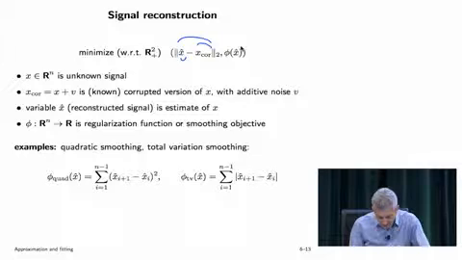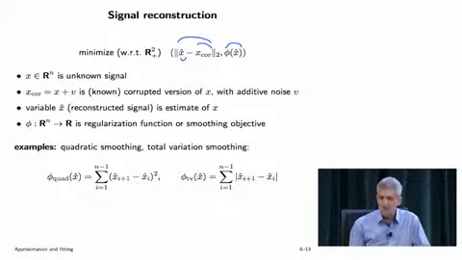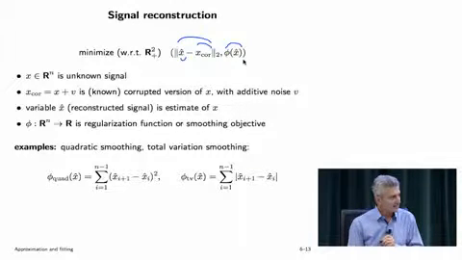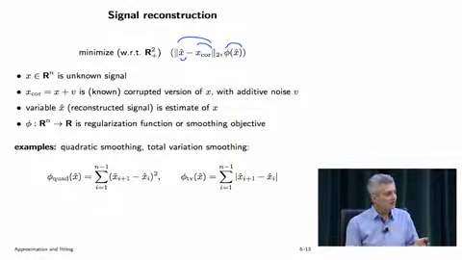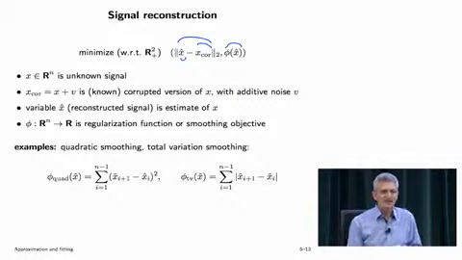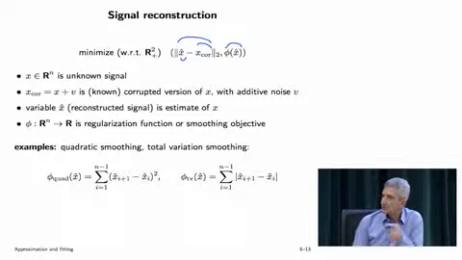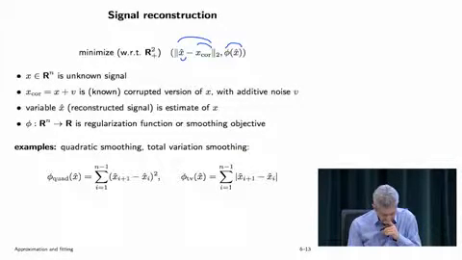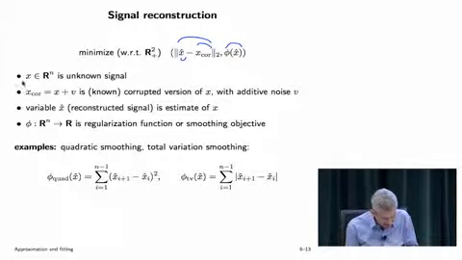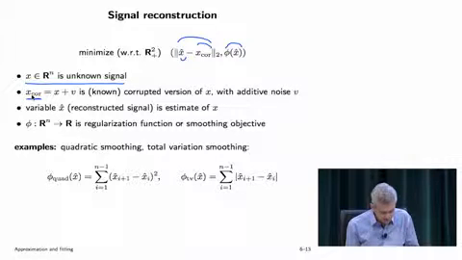And what I'm going to do is have a second function here, which has lots of names. It's a regularization function, or sometimes people call it a smoothing regularizer, okay? And that's this function phi of x hat. The idea is by looking at a trade-off between these, I'm going to do, in a principled way, some smoothing of a signal. All right. And the model is something like this. You have some unknown signal. You observe a corrupted version, and then you're going to solve this problem.